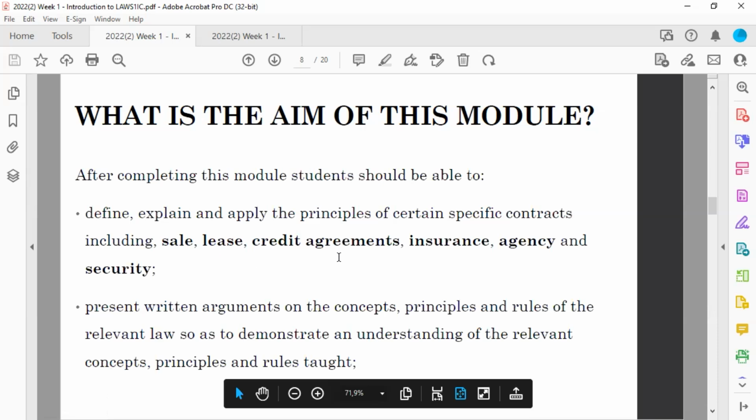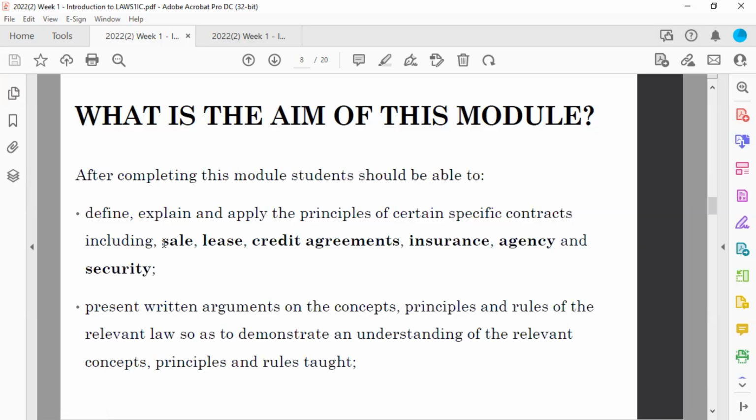Then your other lecturer is going to take you through sale, lease, credit agreements, insurance and agency, and security. So all the other kinds of contracts. I can't say all the contracts, but most of the contracts. So that is what we're going to do with you this semester. I hope you find that interesting.